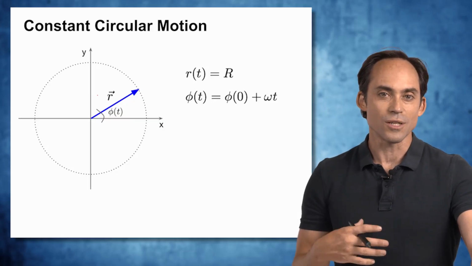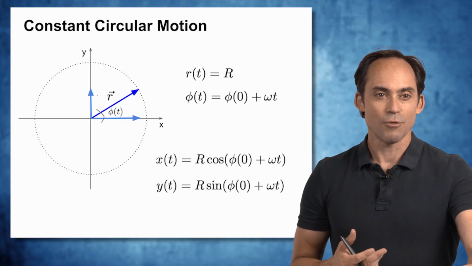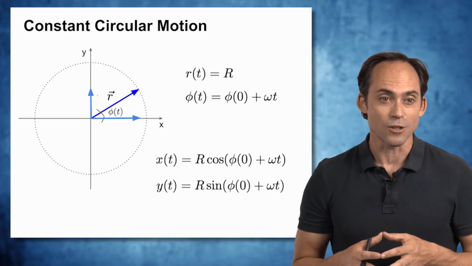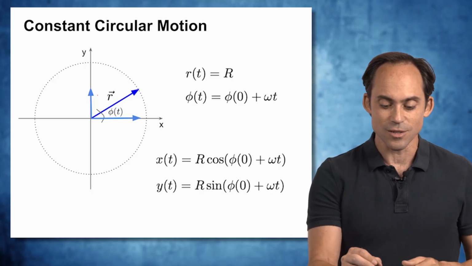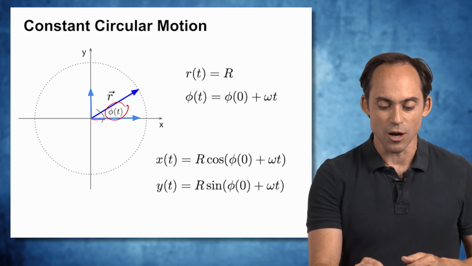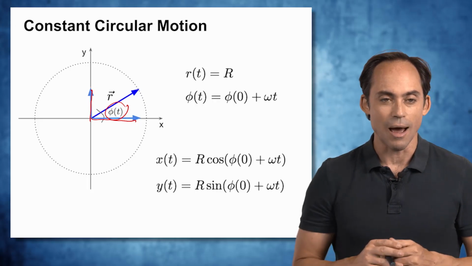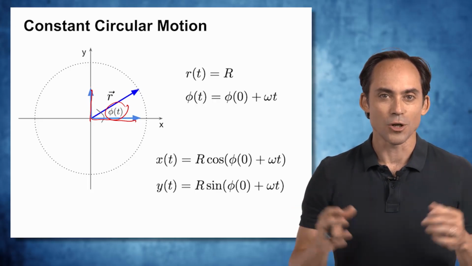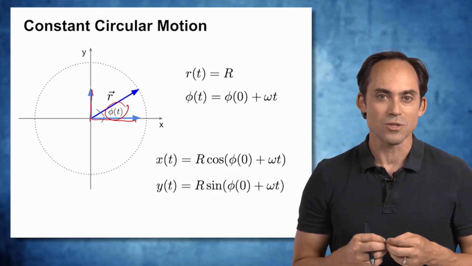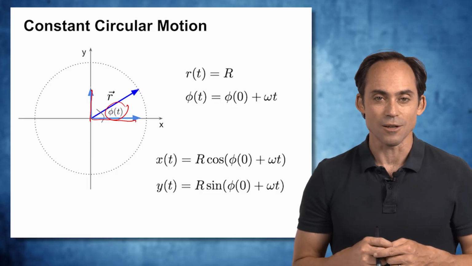Now we can convert this over to our rectangular coordinates by just doing a little bit of geometry. If we break down our radial vector, our position vector, you can see that the x component, the way I've defined my phi, is pointing along the adjacent side, and the y component is pointing along the opposite side. And if you remember your mnemonic, SOHCAHTOA, that means that the x component is the radius times the cosine of the angle, and the y component is the radius times the sine of the angle.